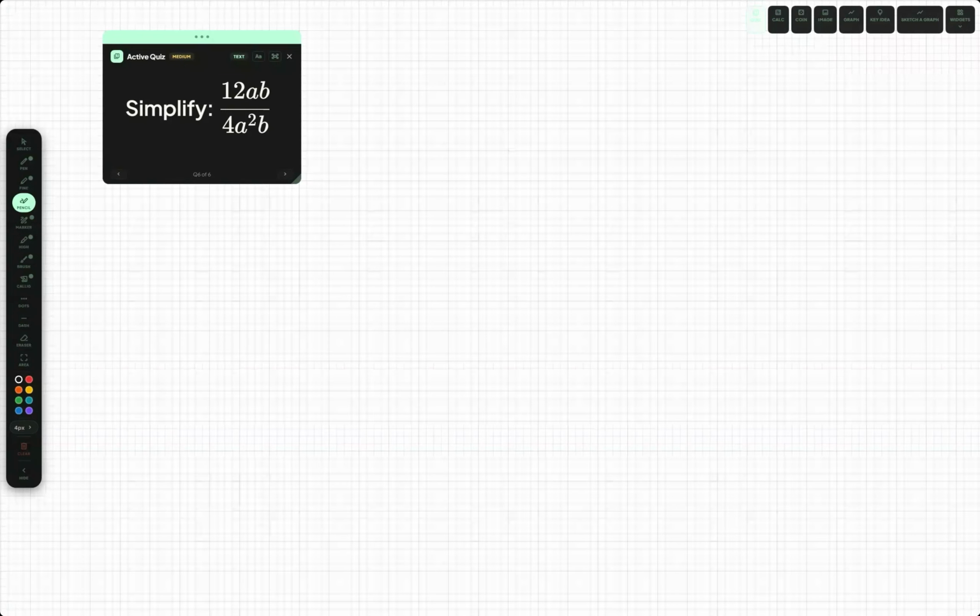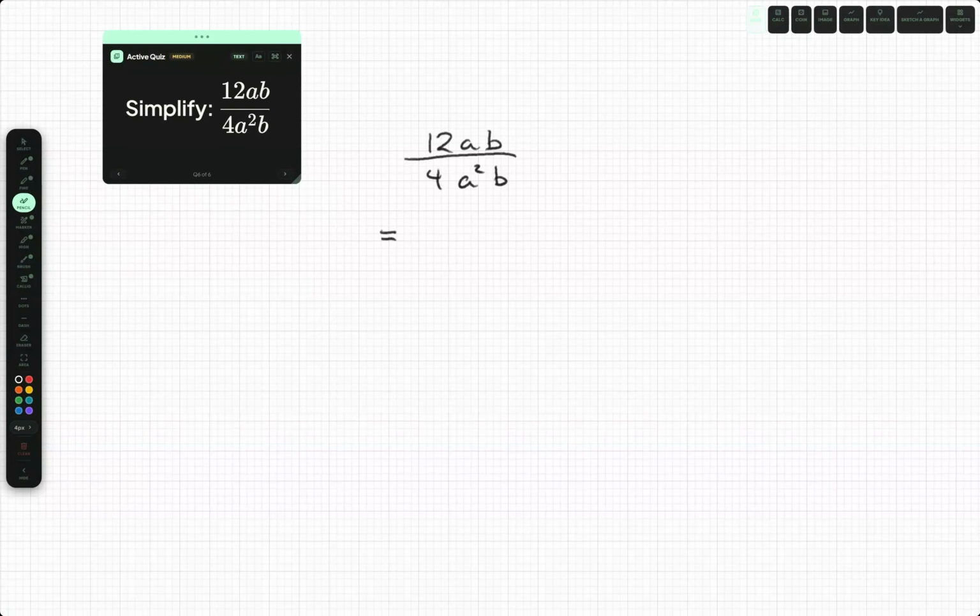Okay, next one we have is 12ab divided by 4a squared b. Now, we don't need to do as many steps as we just did. We can immediately start cancelling. We can immediately find which factors we're going to divide by which factor.